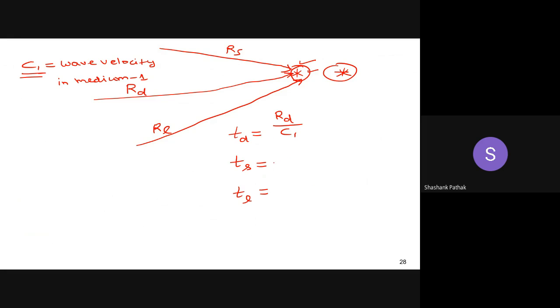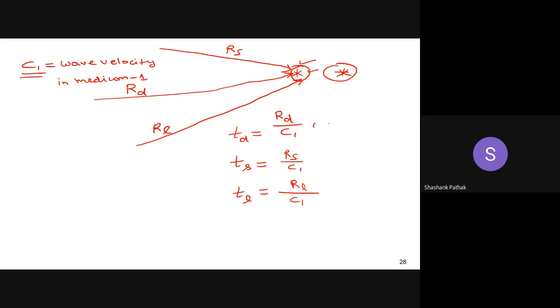So time of travel of the surface reflection will be RS upon C1. And what is the TL? Time of arrival of reflected wave from deeper layer. Anyone? RL upon C1. RL upon C1, very good. So if you know something, please say with confidence, okay? So RD upon C1, RS upon C1, RL upon C1.